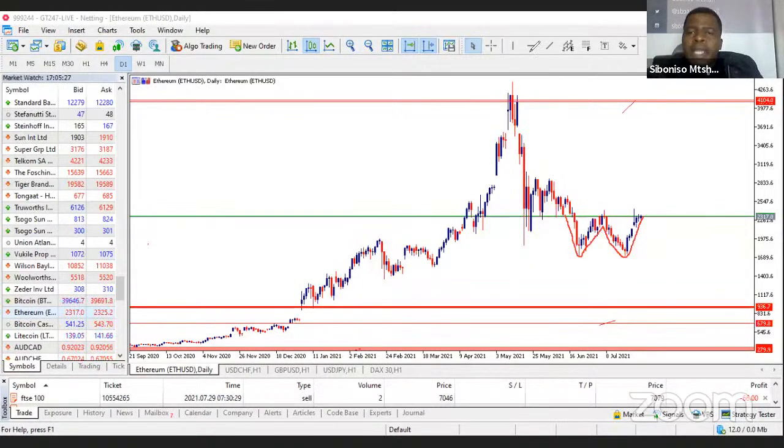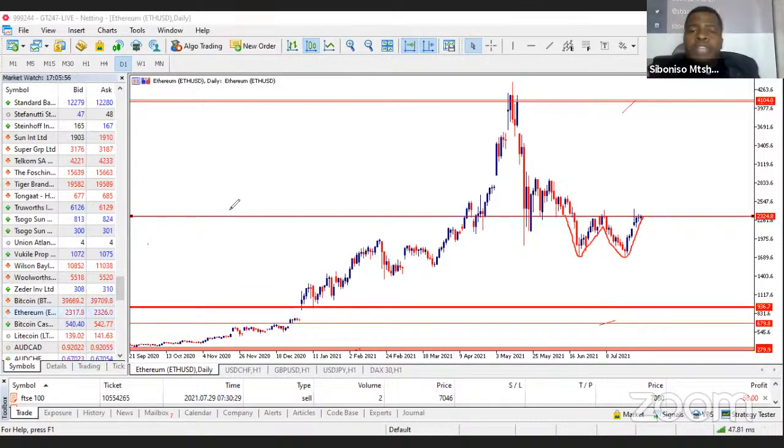Can somebody tell me, what do we call this formation that I've just highlighted here? Can somebody answer and tell me, what do we call this analysis? It's a chart pattern. I need an answer. Double bottom. That's correct. That is the double bottom.